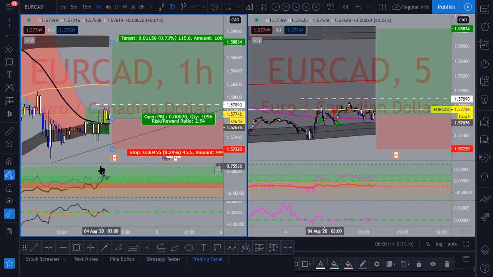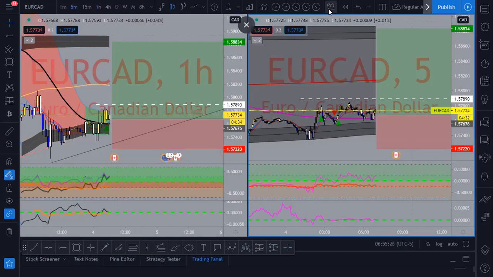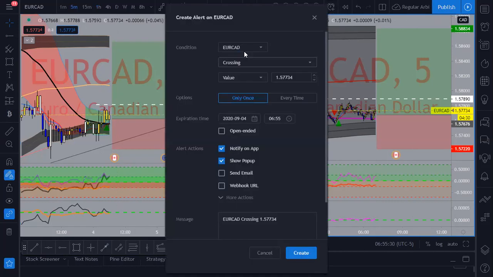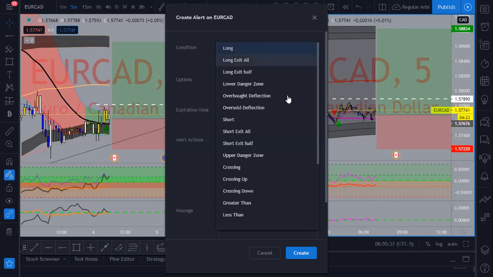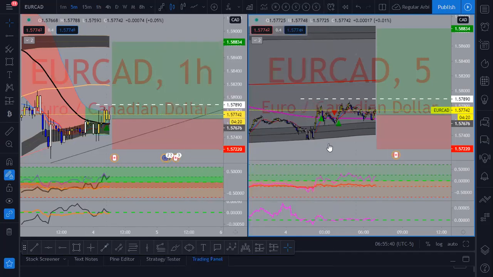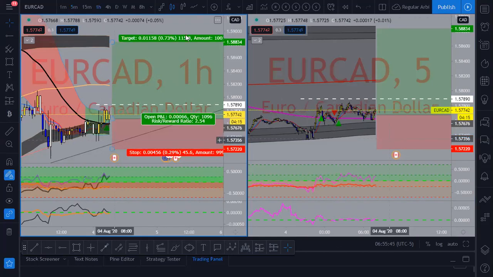And then my take profit is 1.58834. Buy. All right. So in that trade, I'm gonna set my alert on the 5-minute time frame for me to get out of the trade. So AB Apocalypse, long exit all. Once it gives an alert like that, I'll pay attention to see how it looks, and then be like, okay, I'm not gonna wait for my stop loss to get hit. I'll just get out early.